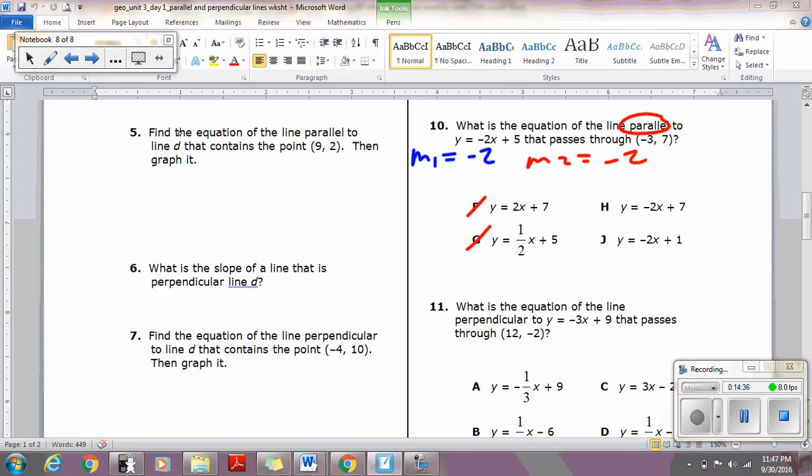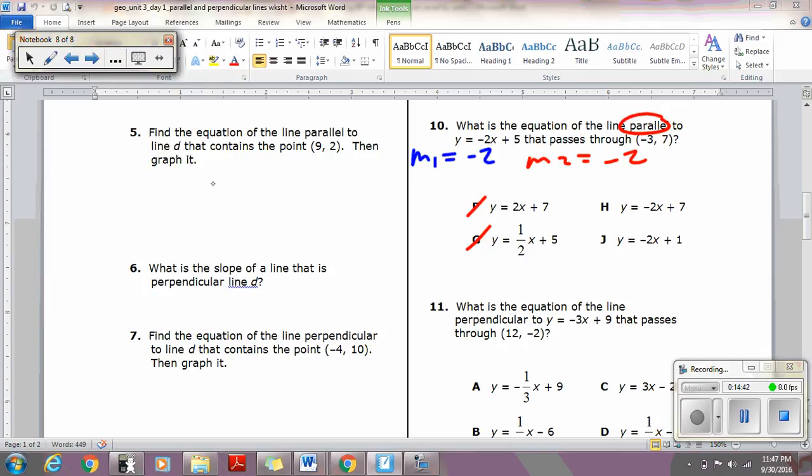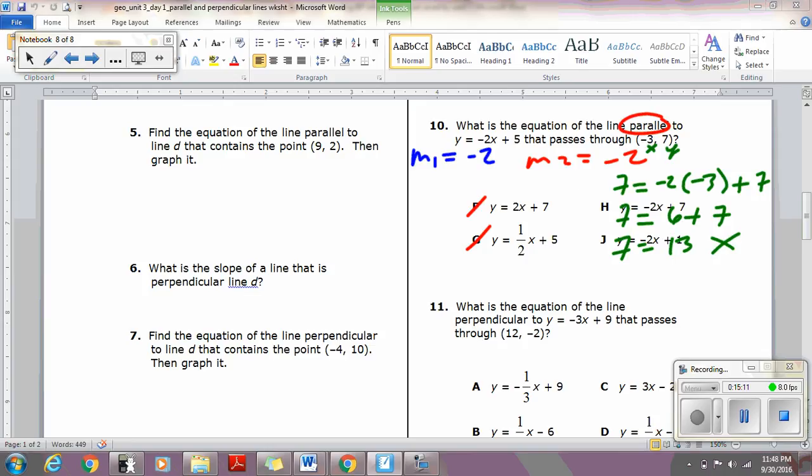And now I can use the provided point and substitute in to see which answer choice will be the correct one. So x is negative 3 and y is 7. So if I take answer choice H, I would have 7 is equal to negative 2 times negative 3 plus 7. So let's see if it balances out. So that would be 7 equals positive 6 plus 7. So that means 7 equals 13. That's false. So that means it's not H. So that automatically means it is J.